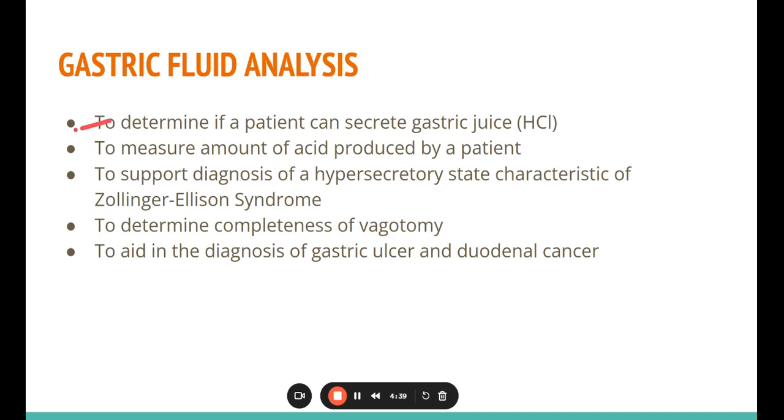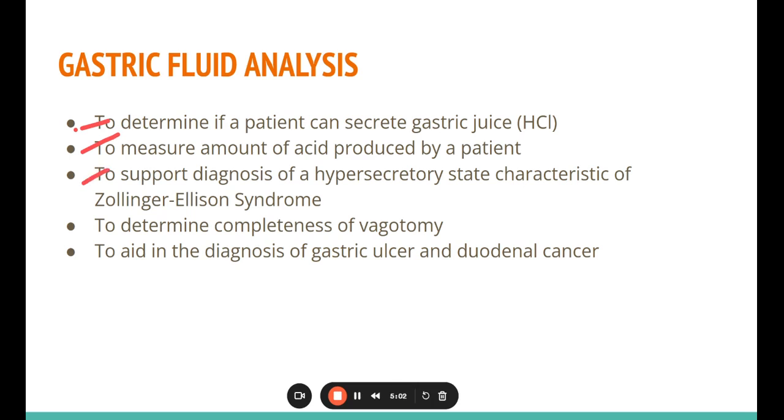First is to determine if a patient can secrete gastric juice, which is HCl or hydrochloric acid. This is an acid in the stomach that primarily functions in the digestion of food. Second is to measure the amount of acid produced by a patient. Note that any excess or deficiency is associated to a certain condition.